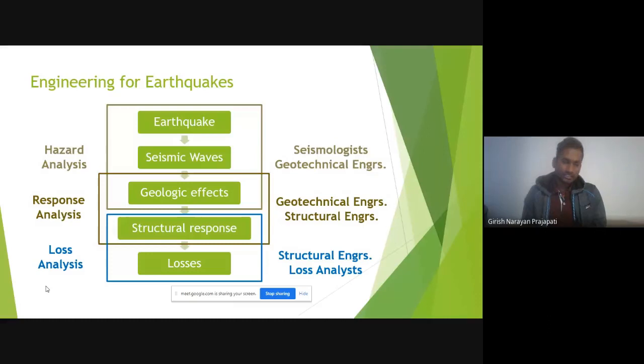And there are loss analysts who count the loss of the structure, the financial loss. For this, I want to mention that there are companies, like insurance companies such as Goldman Sachs, who hire earthquake engineers to calculate the losses in order to give insurance, like natural calamities insurance for earthquakes, wind energy, or some other natural calamities. So there are companies which give opportunities for earthquake engineers to be their loss analysts during such natural calamities.